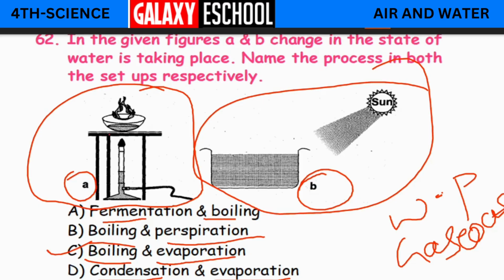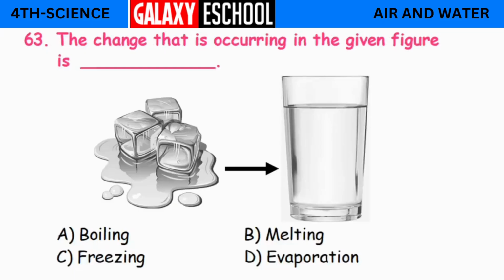See, here we are boiling the water by producing fire. Here also water vapor is generated. This is nothing but evaporation only, but here we are boiling it. But here, because of the sun's heat, the water is evaporating, which we call evaporation. So that is why the answer is C, boiling and evaporation.